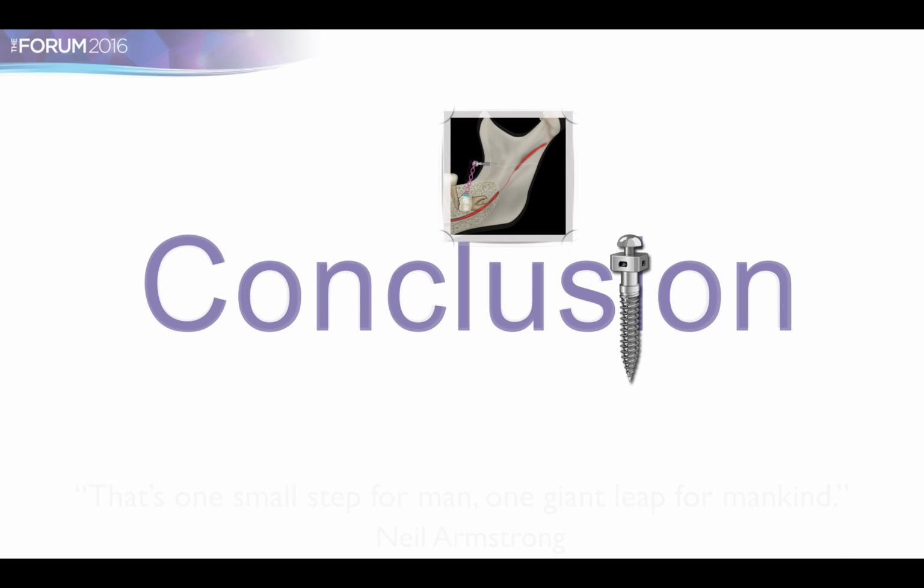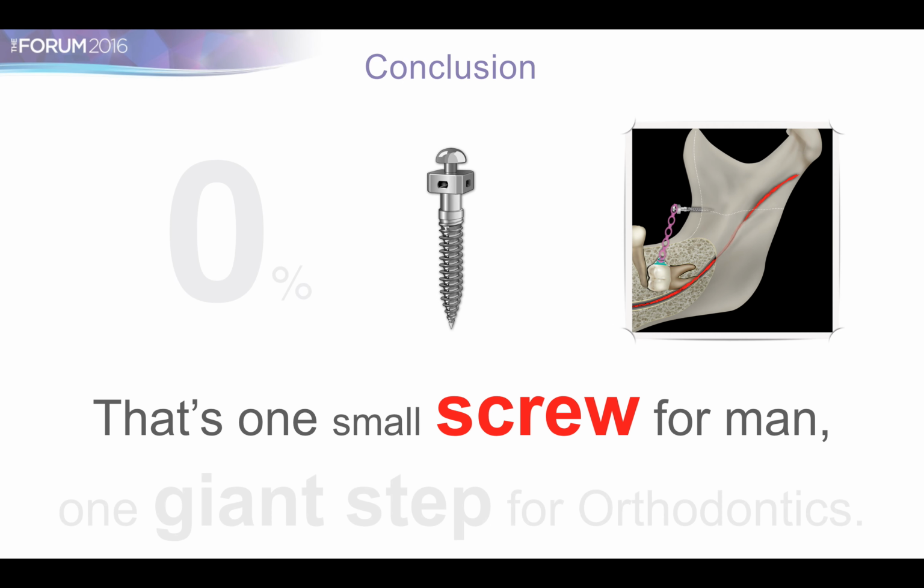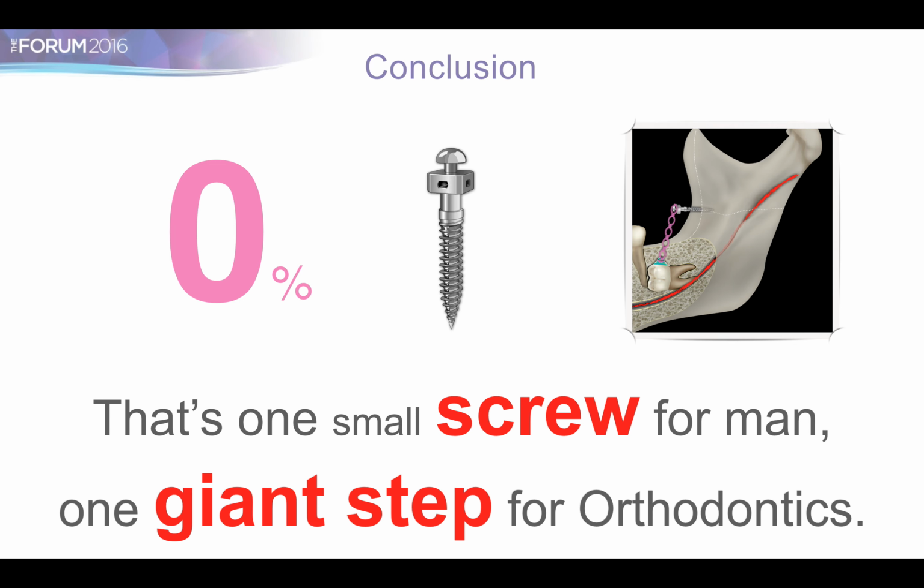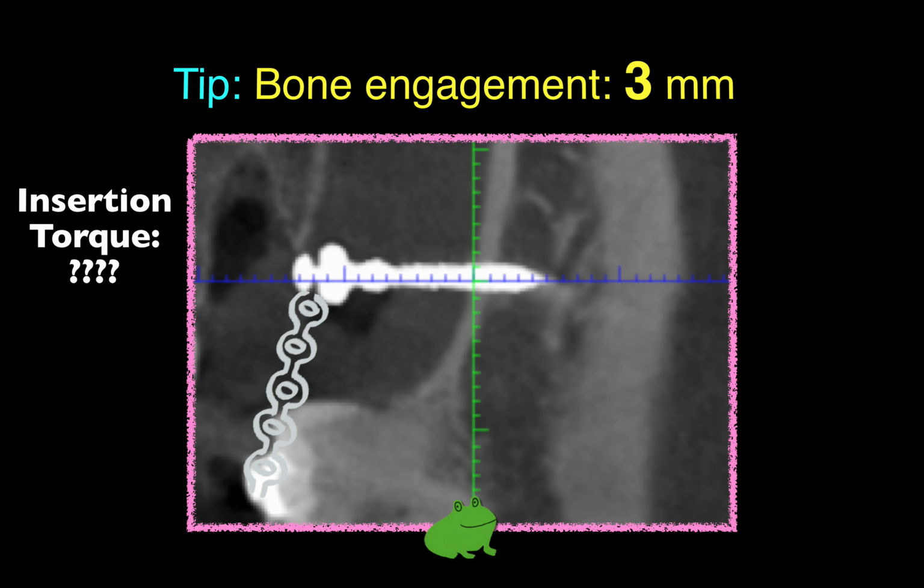I'm not smart enough to just read it. So to conclude my study, that is one small screw for men and a giant step for orthodontists. Think about it. That 5% is because the patient didn't keep good oral hygiene, so I have to take it out. If they can keep good oral hygiene, I don't have to take it out. The failure rate will be zero. Zero.